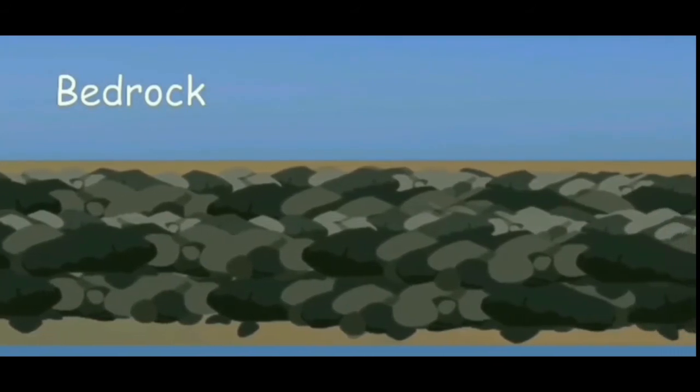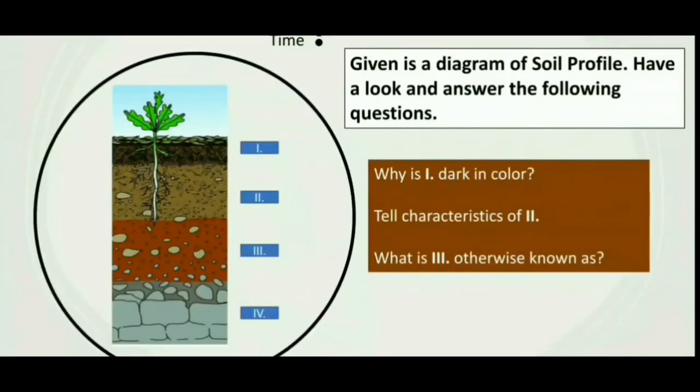Now it's time for a quiz. Given is a diagram of a soil profile. Have a look and answer the following questions. Question 1. Why is the part labeled 1 dark in color? The answer is, it is dark in color because it is rich in humus.